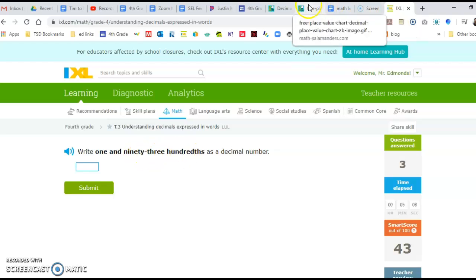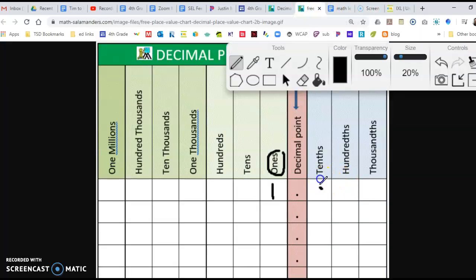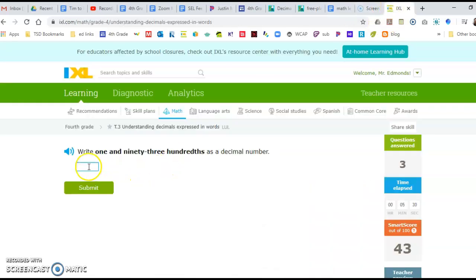Now the number said 93 hundredths. So all I'm going to write, guys and gals, is 93. Now the reason this says 93 hundredths, these two digits together say 93, and the digit in the farthest right place value is in the hundredths place. Therefore, we say that as 93 hundredths. So back to my IXL screen, 1 and 93 hundredths. Okay, we submit it, and we are good to go.